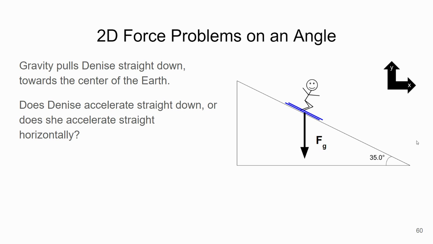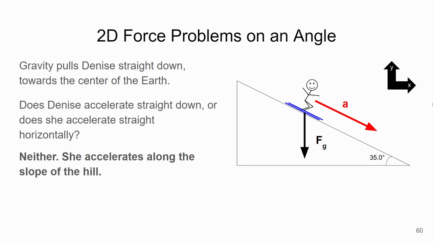So that's that force. Now, if that is the force due to gravity, which way is Denise going to accelerate? Is she going to accelerate straight down, or does she accelerate straight to the right horizontally? And the answer, of course, is neither. She doesn't go flying off the hill in this direction. She doesn't go flying straight down towards the Earth. She accelerates along the hill. So that makes this a little bit weird.